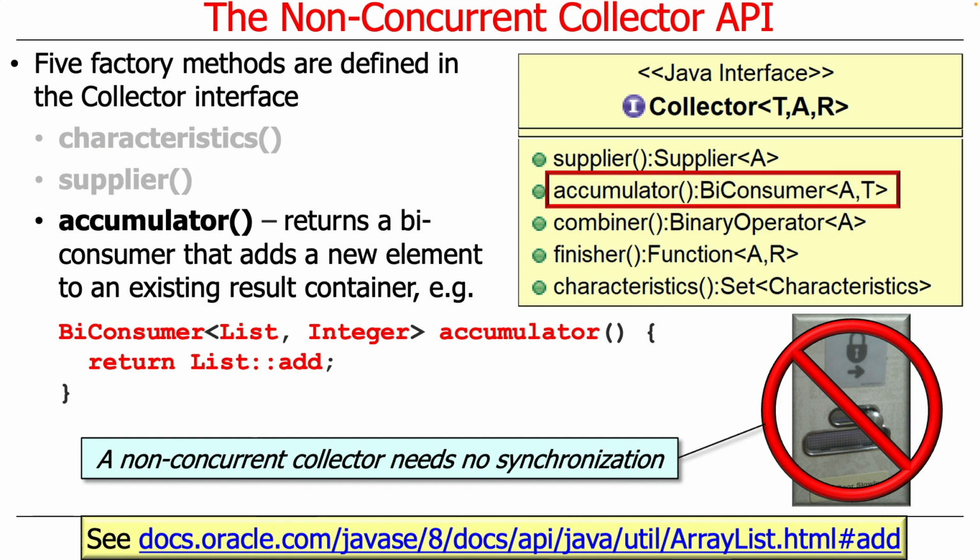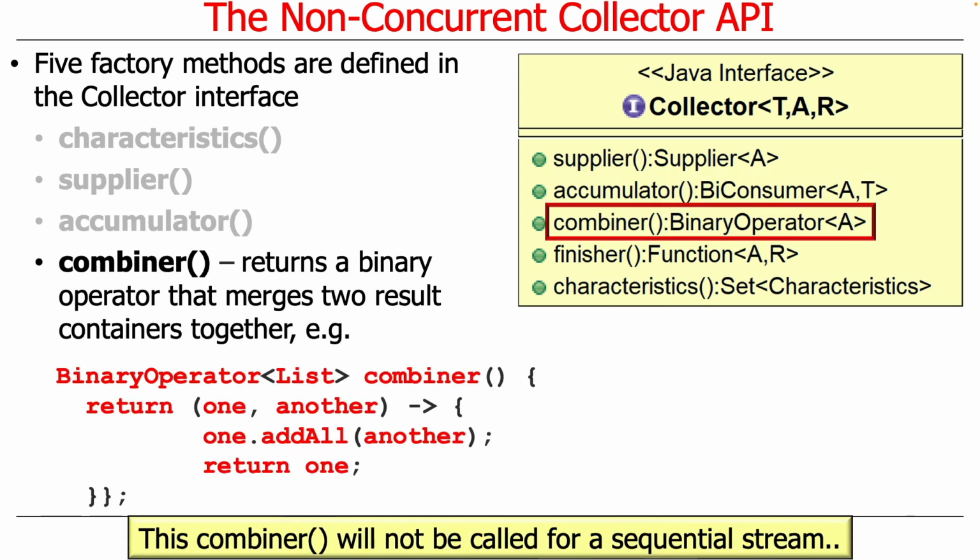If this was a concurrent collector, we'd have to have a different kind of list, something that knew how to deal with things in a synchronized, thread-safe manner.